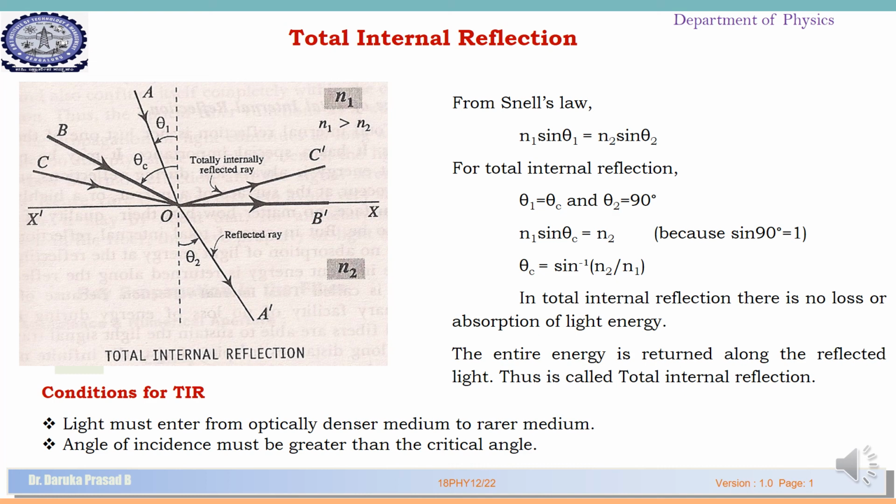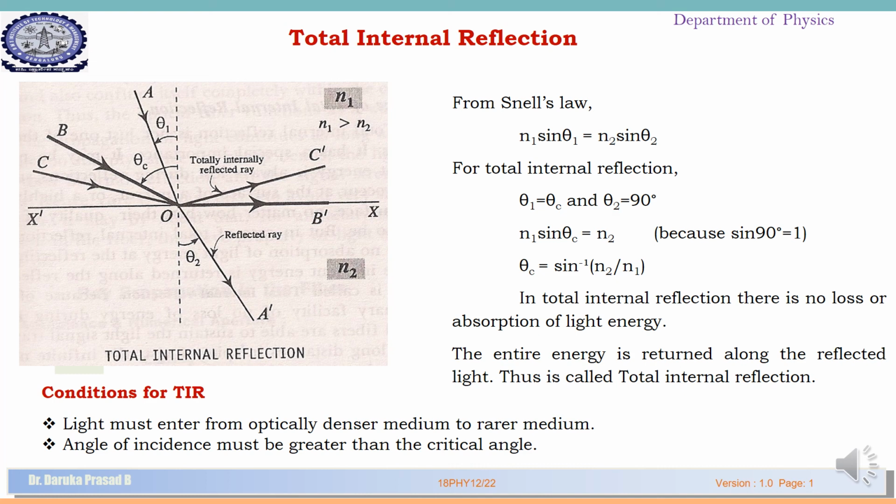The second case you can see is CO. CO is the light ray which makes an angle theta 1 which is greater than theta c. We'll see what theta c is later. So CO is the incident light and OC dash is the reflected light. Here the angle of incidence will be equal to the angle of reflection. Okay, so that is called reflection.